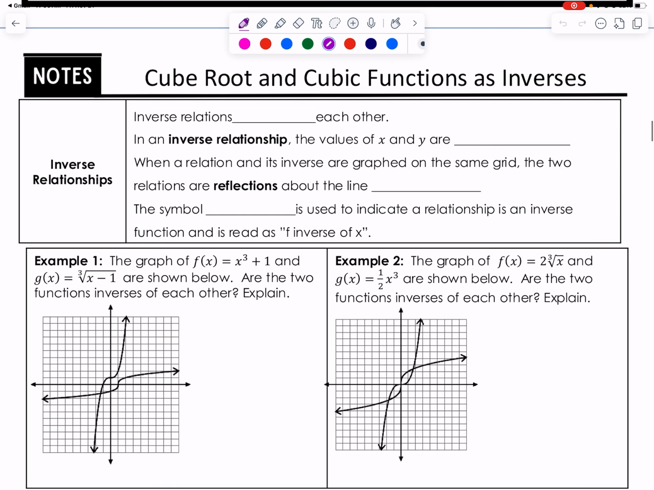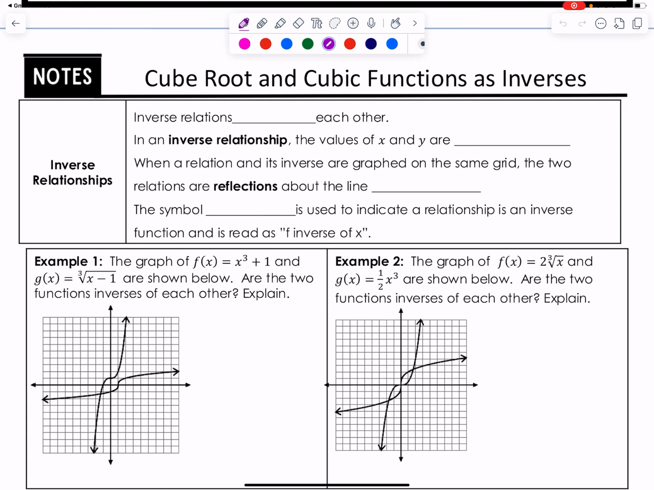In today's lesson, we will be exploring the relationship between cube root and cubic functions as inverses. Before we do, we need to review a little bit about inverse relationships. Some of this, hopefully you remember from previous lessons. So, inverse relations undo each other.